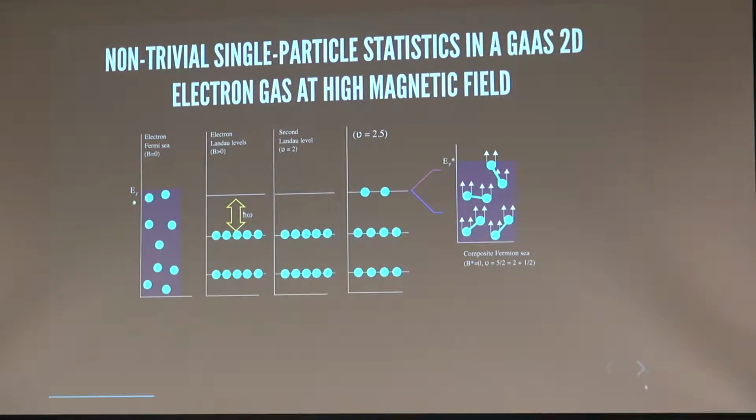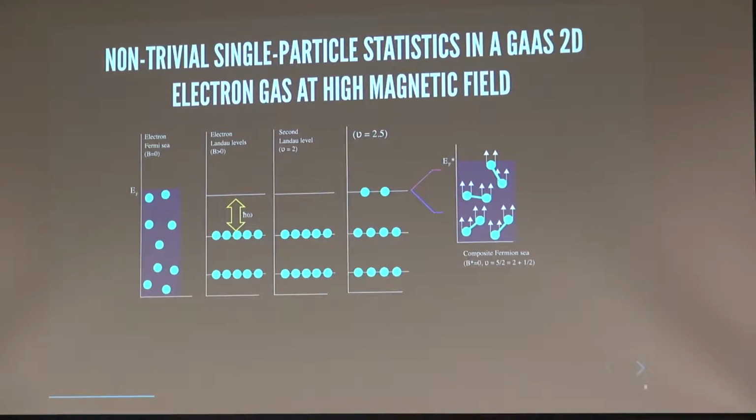So here I'm showing you schematically electrons in a Fermi sea. I'm not sure you can see this dark blue background, but this is the Fermi sea filled up to some Fermi energy, and the electrons are blue in here. There's 9 or 10 of them, but of course, in reality, there's a lot. And this is at zero magnetic field, and they're all free to bump around in this Fermi sea.